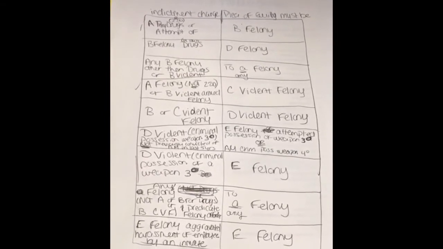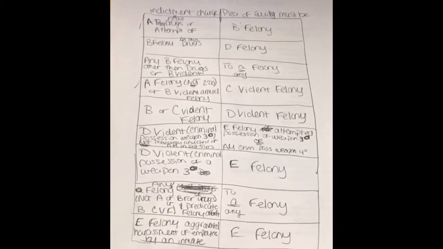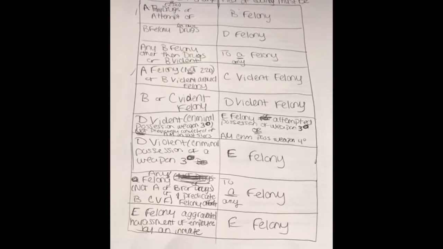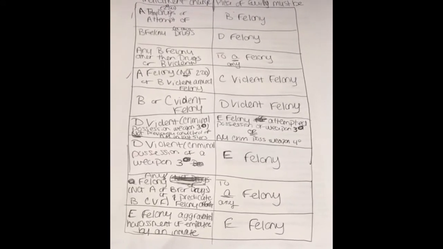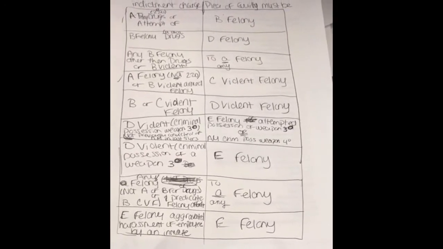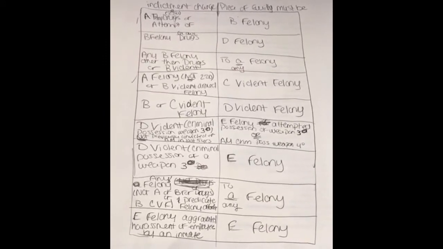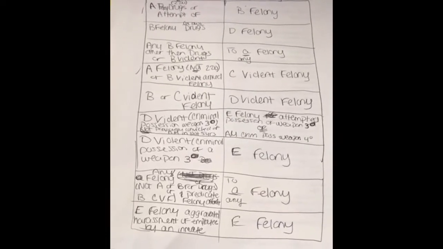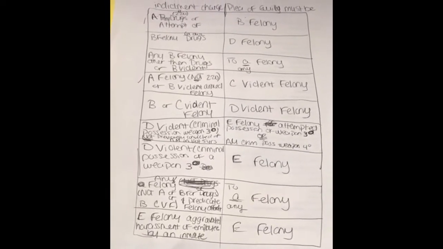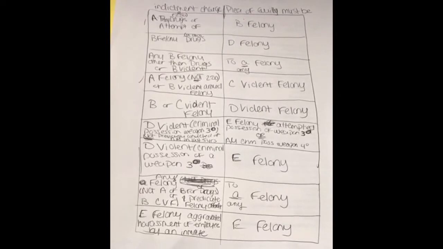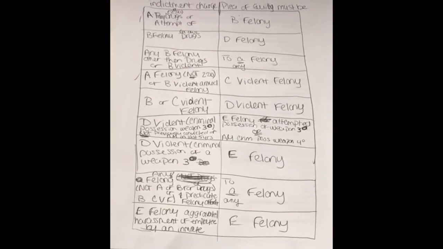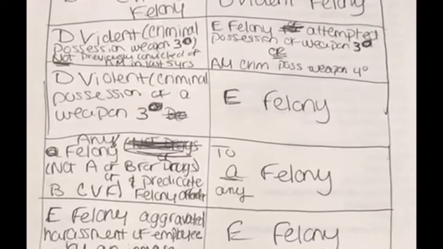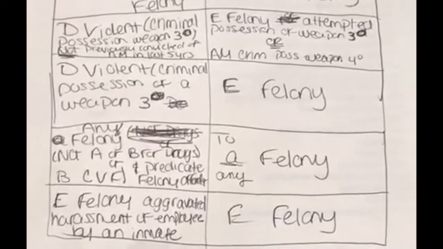Now, if the D violent felony of criminal possession of a weapon in the third degree, which is also the one I just said, if the person also has not previously been convicted of an A misdemeanor within the last 5 years, then the plea of guilty must be or must include, because that's what the statute's been saying, an E felony of attempted possession of a weapon in the third degree, or an A misdemeanor of criminal possession of a weapon in the fourth degree. That is the only time that an allowable plea of guilty includes a misdemeanor. Everything else is a felony.